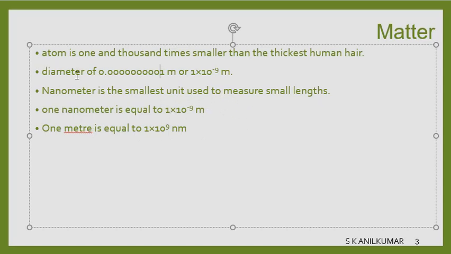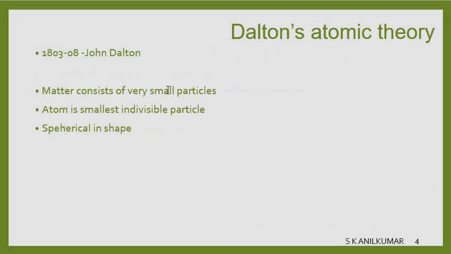So what is the diameter of an atom? The diameter of an atom is 1 nanometer, because the diameter of an atom is 10 power minus 9 meter, and a nanometer is 10 power minus 9 meter. So this is the smallest measure, right? Now Dalton proposed the atomic theory. There were 3 important people who proposed atomic theories: Dalton, Thomson and Rutherford.